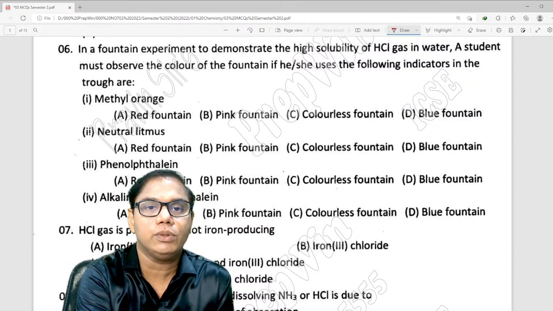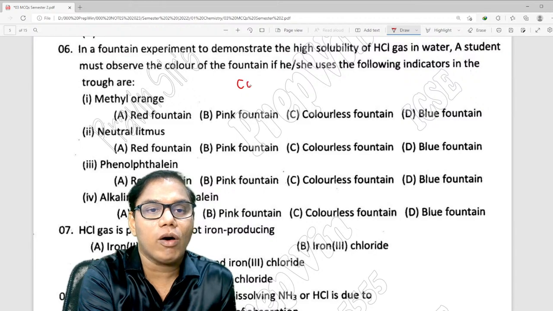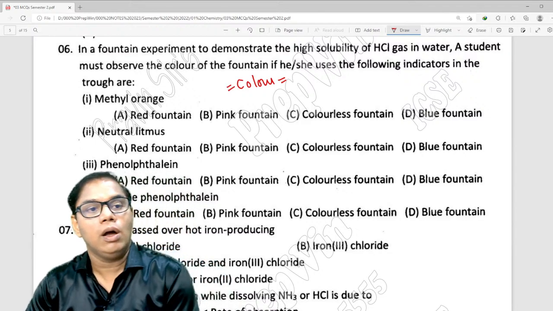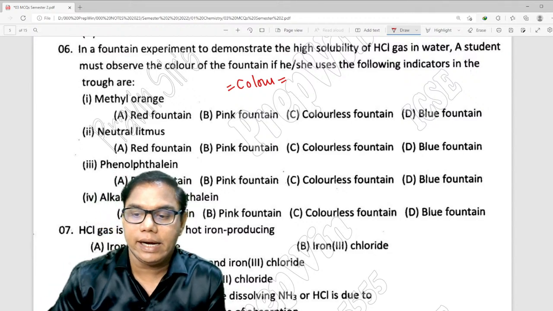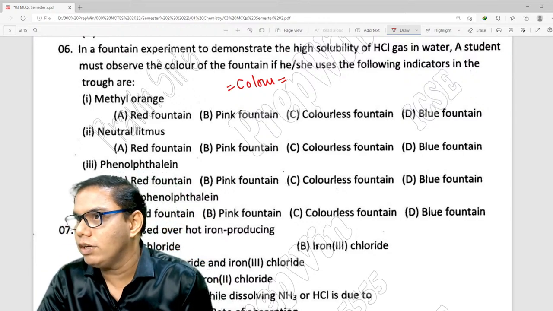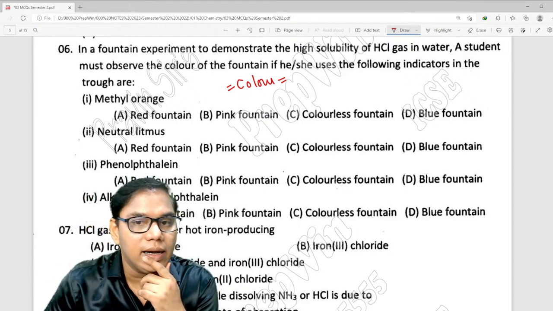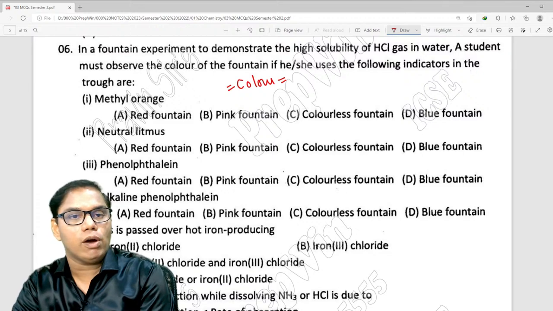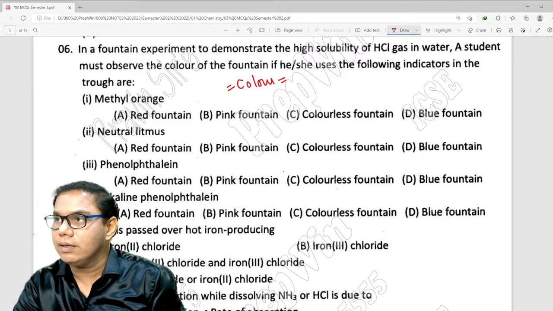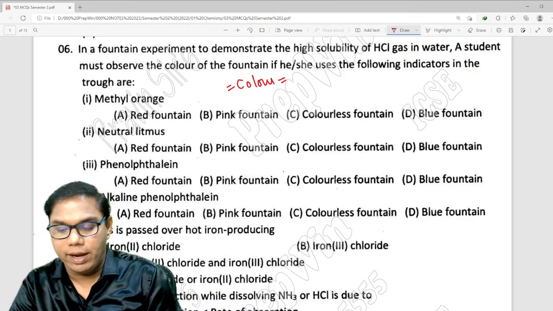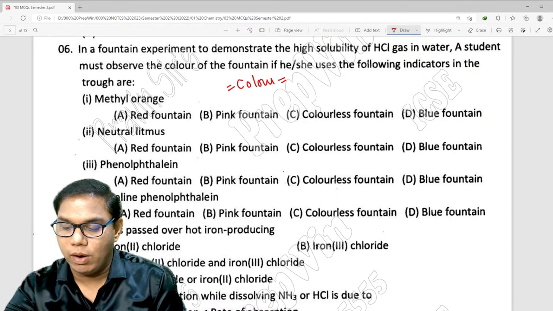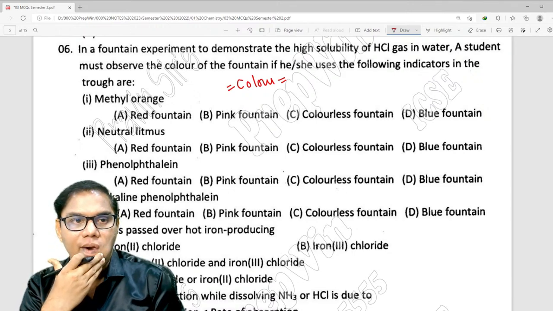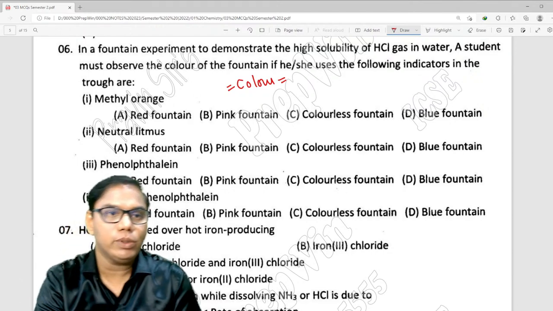Must observe the color of the fountain. When is a color change observed, for which indicator? Methyl orange, neutral litmus, phenolphthalein, alkaline phenolphthalein. HCl is an acid, so it will not change the color in some cases. Tell me when it will not change color. What will happen in methyl orange, a red fountain or a pink fountain?